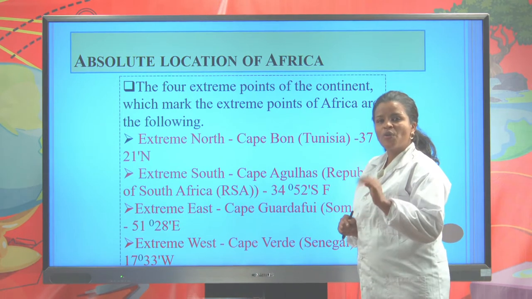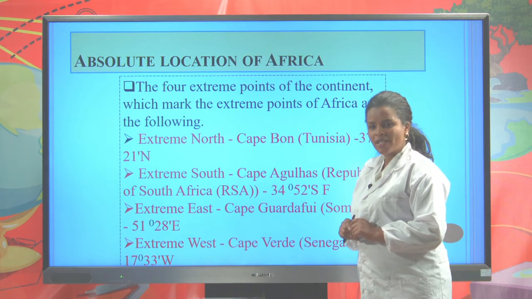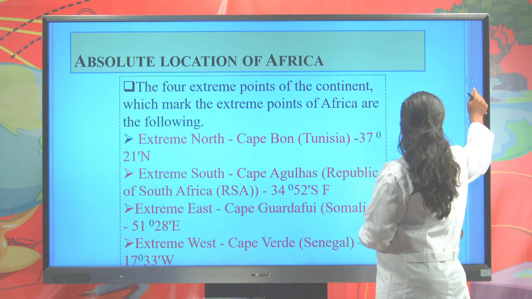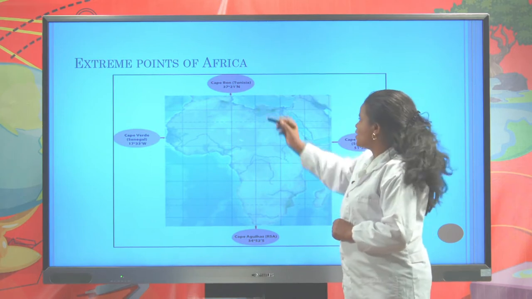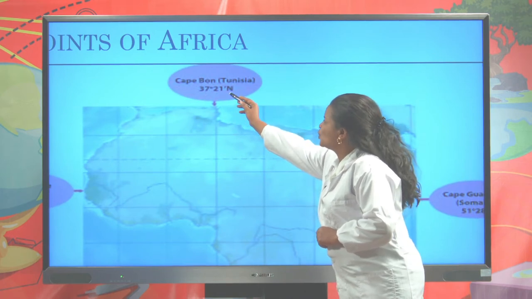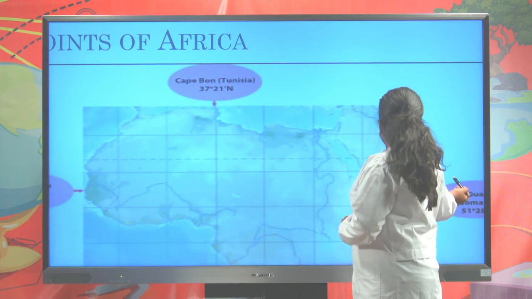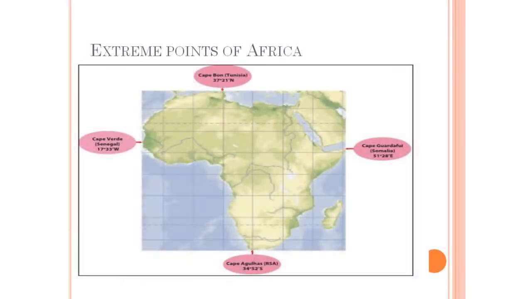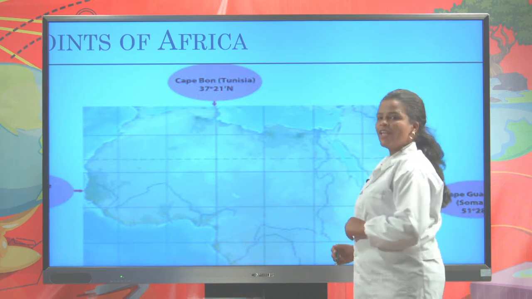Africa has four extreme points. These are the northern, the southern, the eastern, and the western extreme points. The northern extreme point of Africa is Cape Bon, which is found in Tunisia at 37 degrees 21 minutes north. The eastern extreme point of Africa is Cape Gardafui, which is found in Somalia at 51 degrees 28 minutes east.